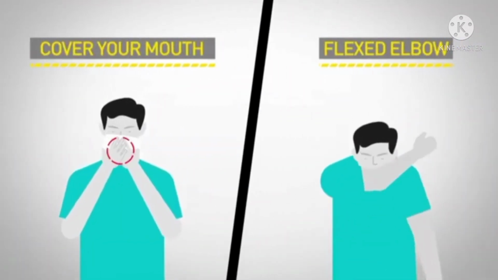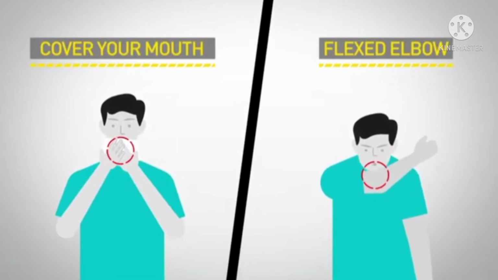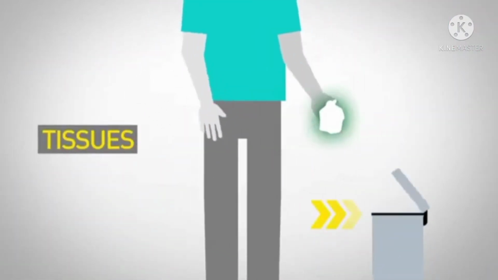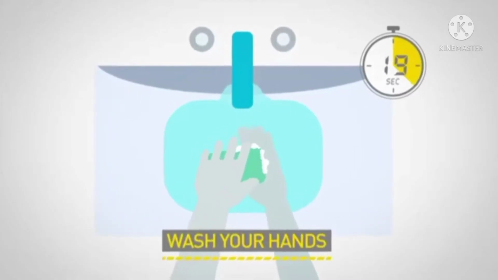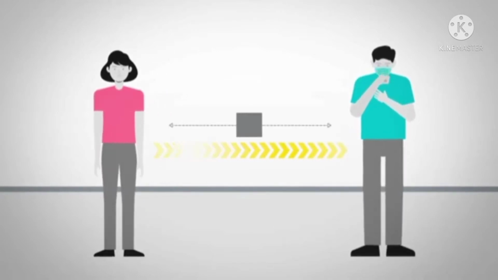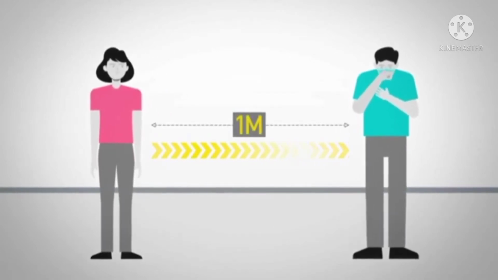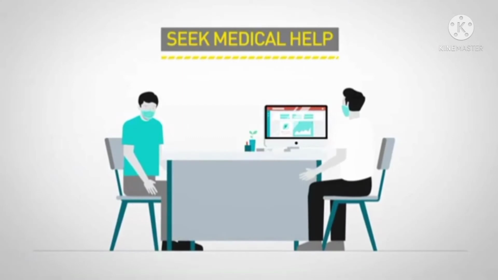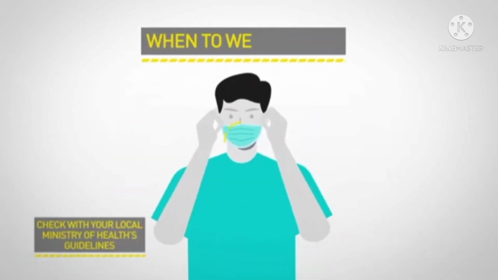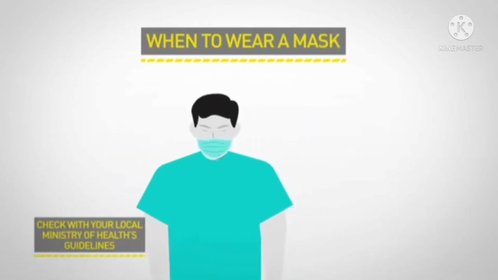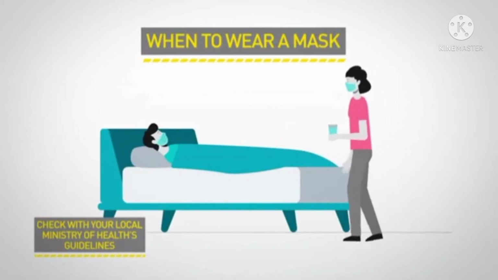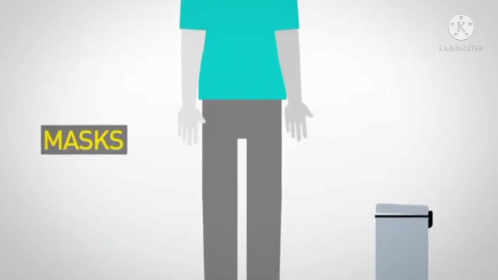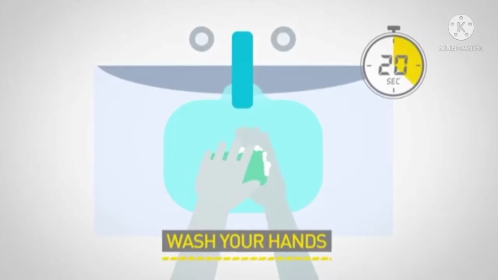When coughing or sneezing, cover your mouth with a tissue or flexed elbow. Discard tissues into a closed bin and then wash your hands. Maintain a distance of at least 1 meter between yourself and someone who is ill. Seek medical help if you display symptoms. Wear a mask if you are coughing or sneezing, or if you are caring for someone who is sick. Dispose of your masks into a closed bin and then wash your hands.